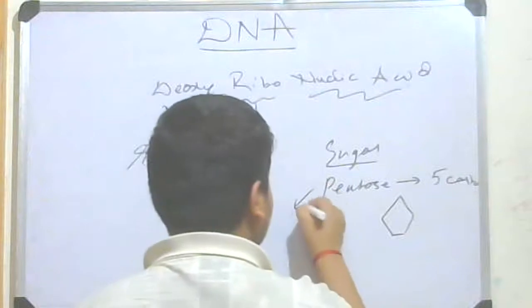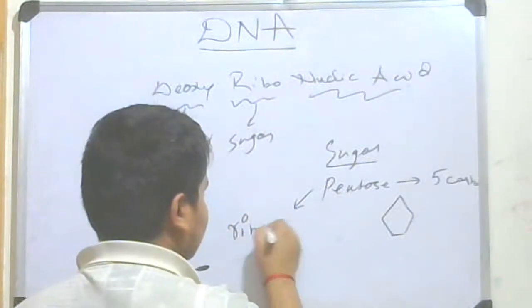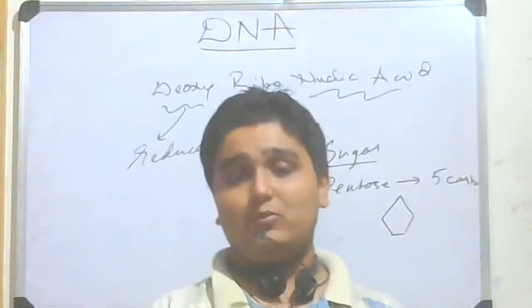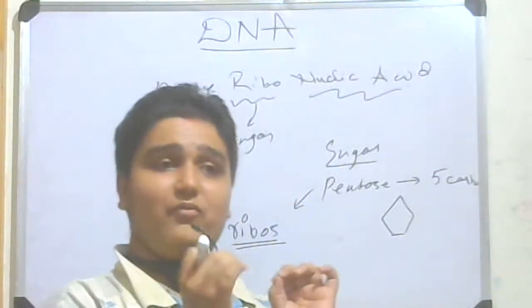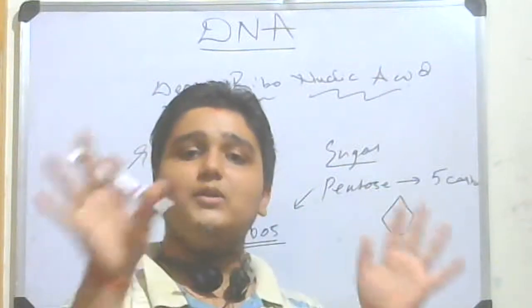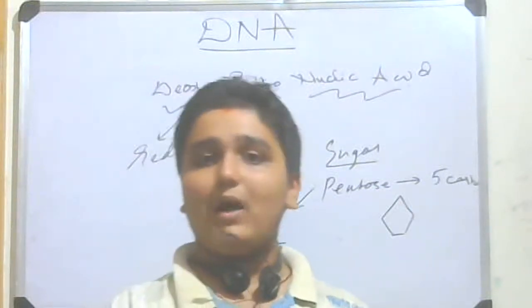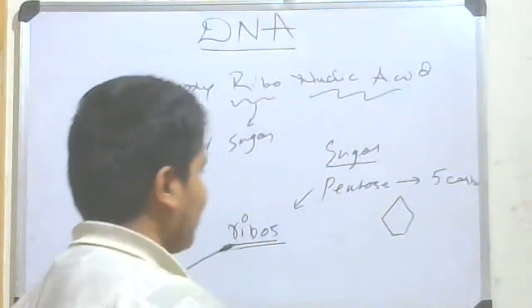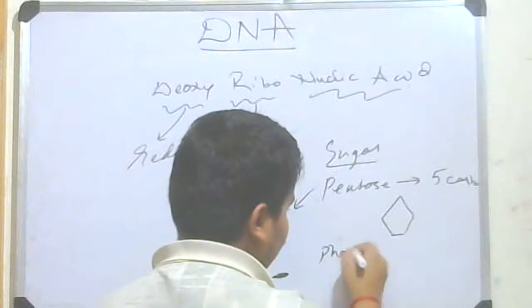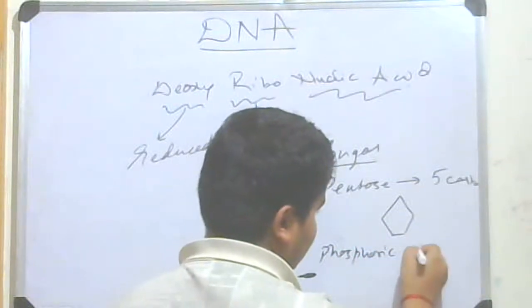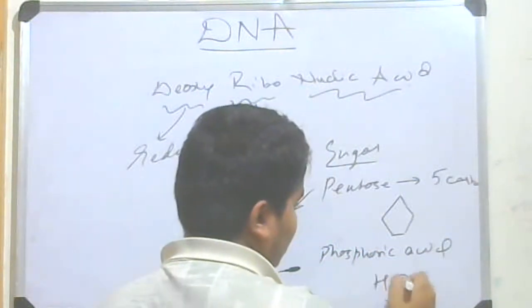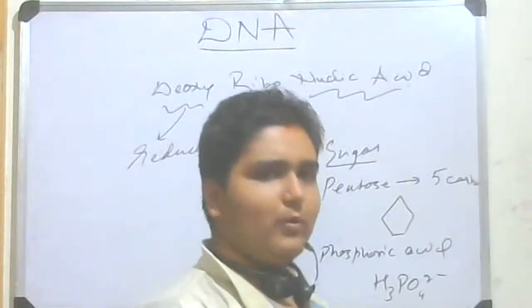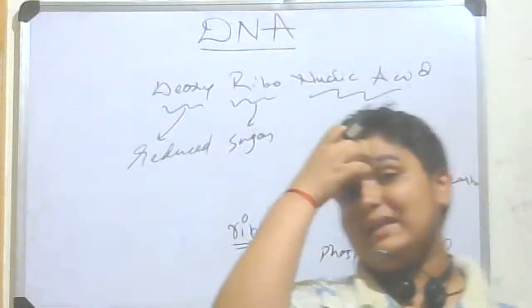You could call it ribose. So ribose is a pentose sugar, a major component of the entire DNA that we have. Now, apart from the sugar, you got other substances. The first thing is you got a phosphoric acid. That is H3PO4 2 minus. Now, this will tell you something about why we actually call DNA an acid.